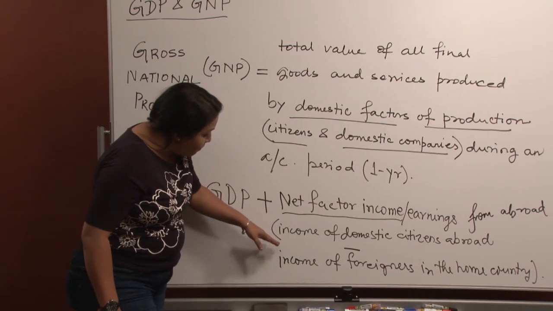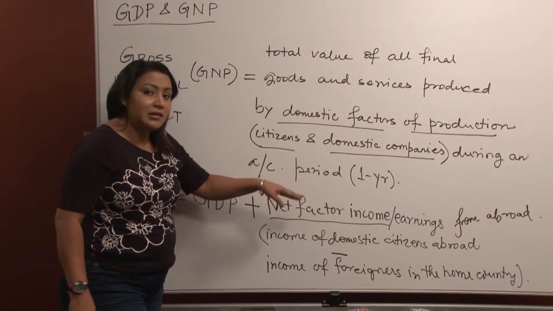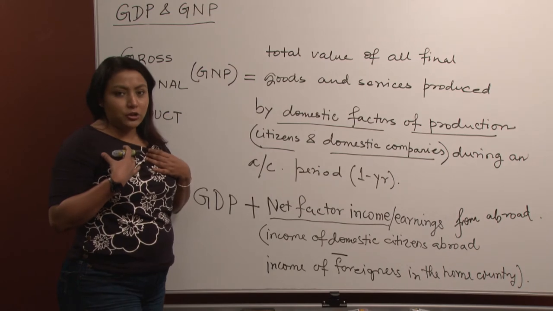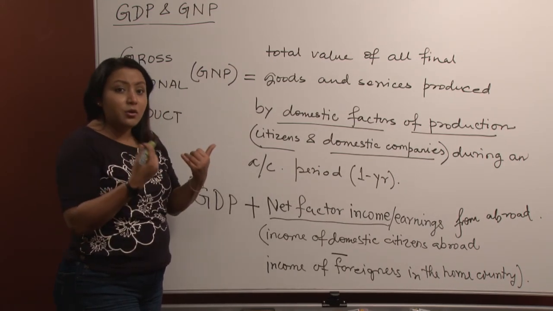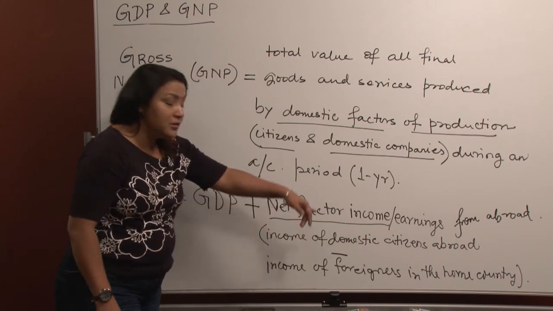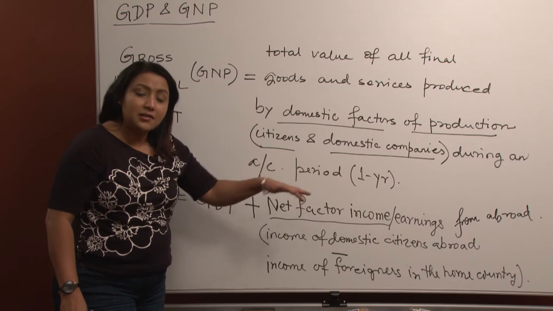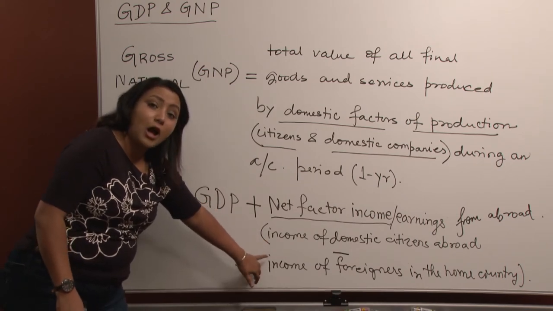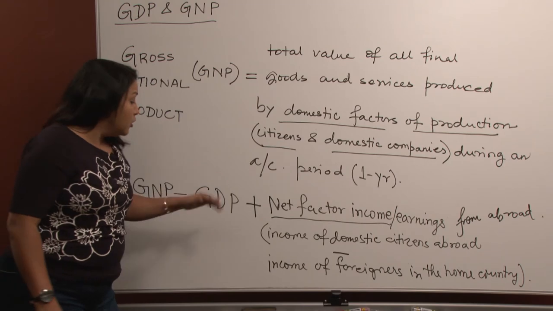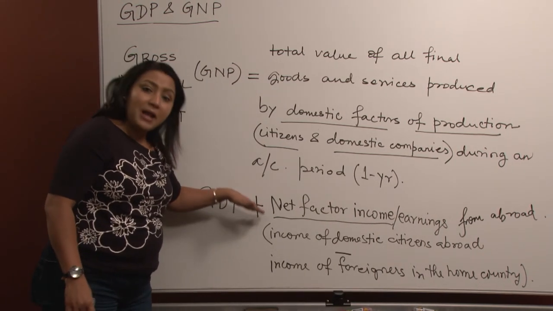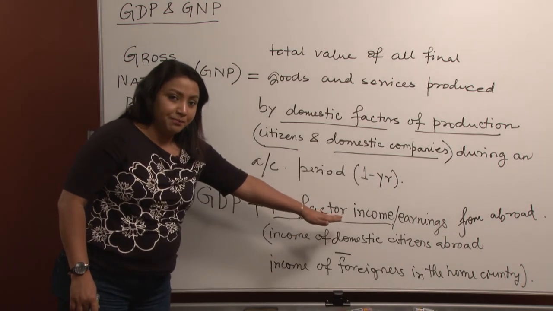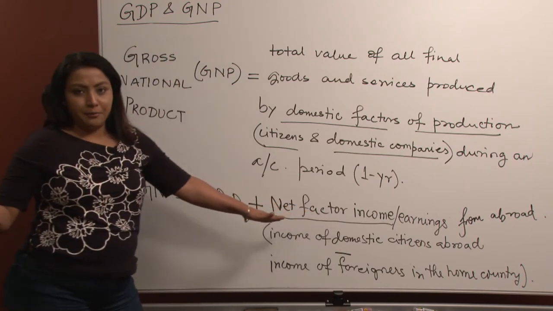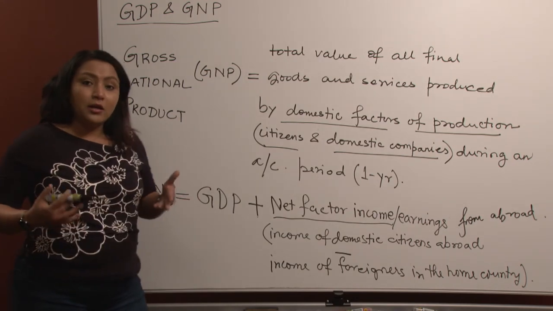Now, before we wrap up, please understand that when we talk about income of domestic citizens abroad, we are really talking about receipts of money, because our factor of production, US factor of production, is earning that money, so it's really a receipt. And the income of foreigners in the home country, that means income of foreigners in United States, is actually a payment that is going out. So here you have a concept of inflow and here you have a concept of outflow. So you may also look at it from that aspect. You could say that GNP is actually GDP plus the inflow of assets into the home country minus the outflow of assets from the home country. So you could also look at it in that way depending on the situation.